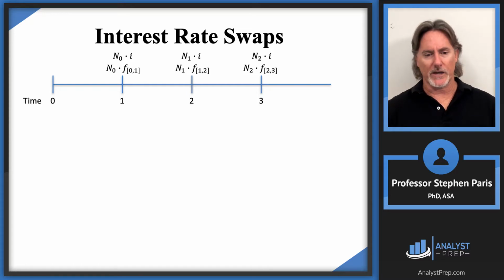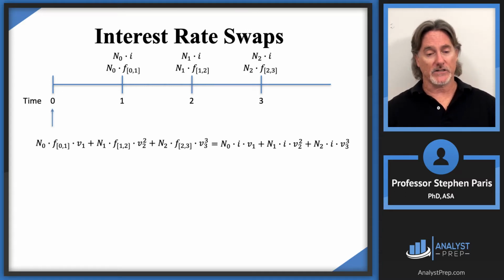So I'm using a three-payment example. It could be more than three payments, but I'm just using a three-payment example at this point. And so if I take the present value of each of these payments, we're in the context of a term structure of interest rates. That's why you see those forward rates in there. And so I have to use the extra decorations on my V's, a V sub 2 squared, a V sub 3 cubed, and so forth as my discount factors. And so when I set the present values of these two sets of payments equal to each other, this is what I get.